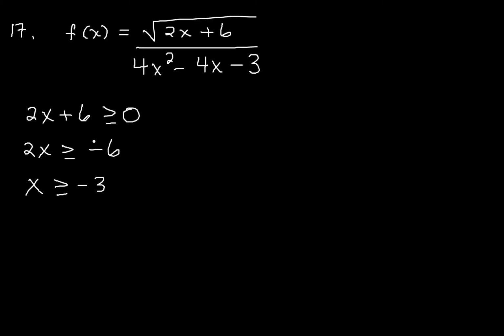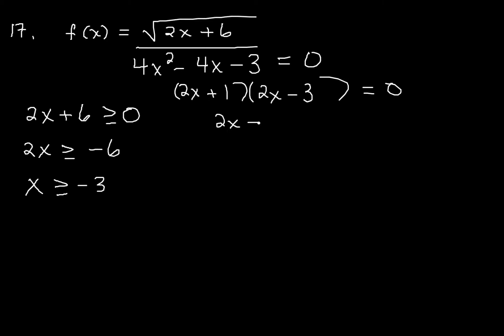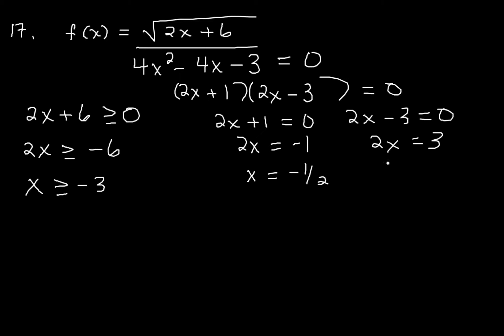We have to find out the case for the denominator. Well, denominators can't equal 0, so we have to figure out what values will make it equal to 0. It's quadratic, so you have to factor it. I already factored this one. It's going to be (2x + 1)(2x - 3) = 0. So you'd say 2x + 1 = 0 and 2x - 3 = 0. 2x = -1, x = -1/2. 2x = 3, x = 3/2.